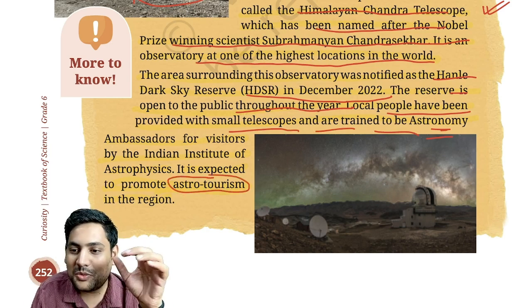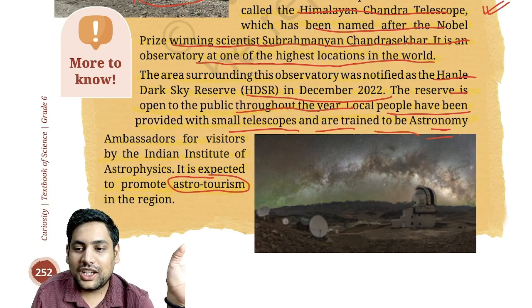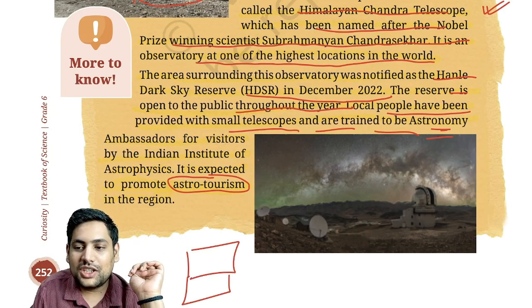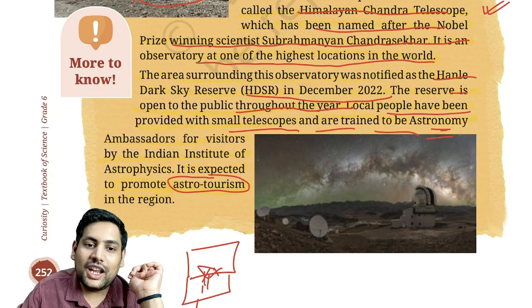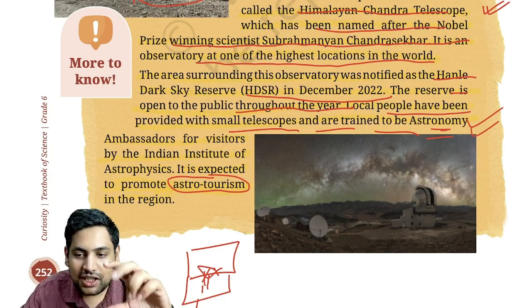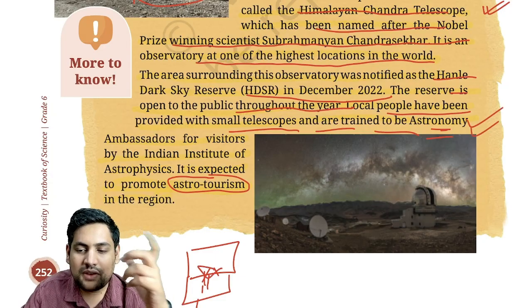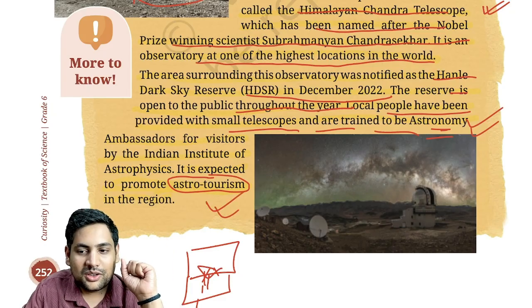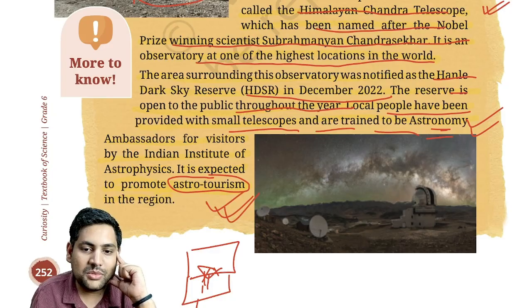So like you have normal tourism, which tells you that here was where the king used to sleep, where the king used to sit and give judgments, all that, correct? So similarly, they have trained the local people in very basic understanding of astronomy, how to use a telescope, all those small things, so as to promote astro tourism in the region.